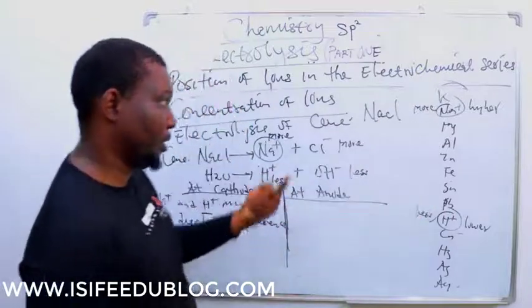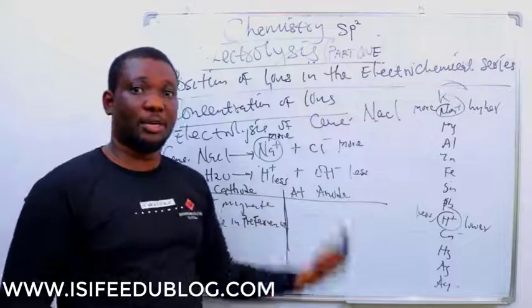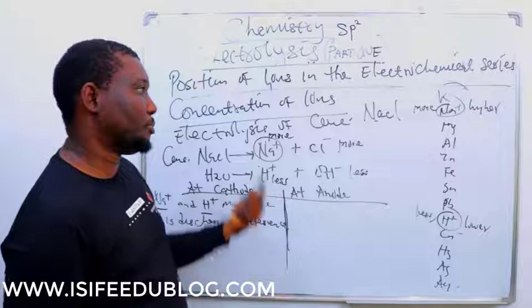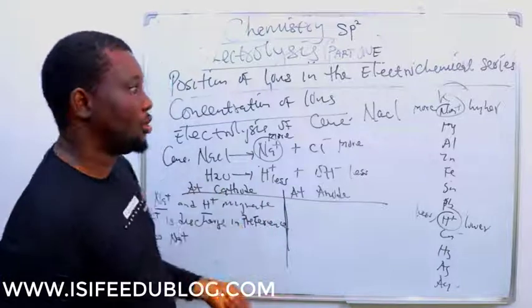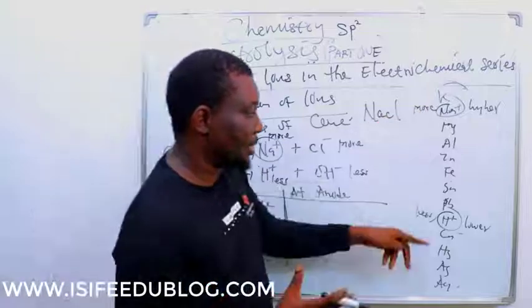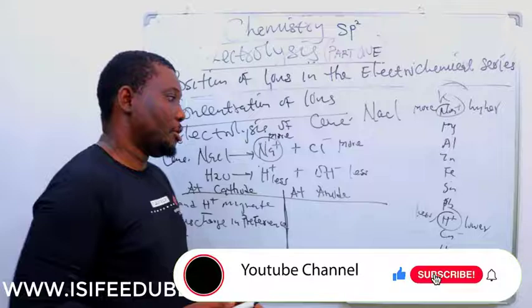Basically, the more the concentration of an ion, the more discharge of the ion. So sodium is more concentrated, and it ought to be discharged and not hydrogen. But because of where it is in the series, it's very far from hydrogen. So sodium is not discharged, hydrogen is.